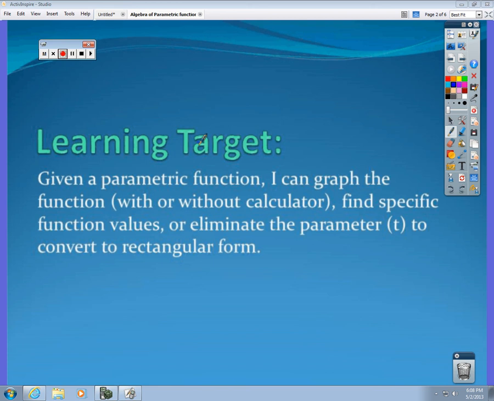Okay, in this third video over parametrics, we are going to talk about how to graph the function using a calculator, find specific function values for either x or y, and how to take those two equations and get rid of the t value so that we have one equation in rectangular form with just an x and a y. So there are going to be three different things we're going to talk about in this video.